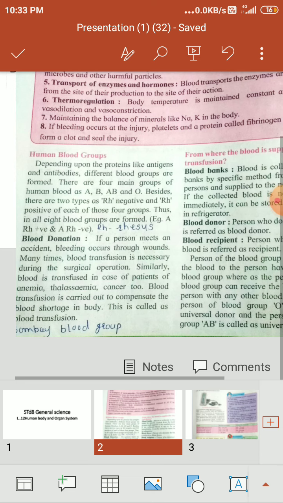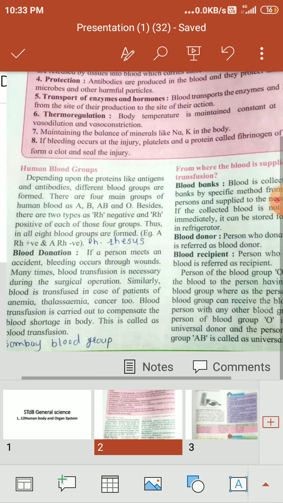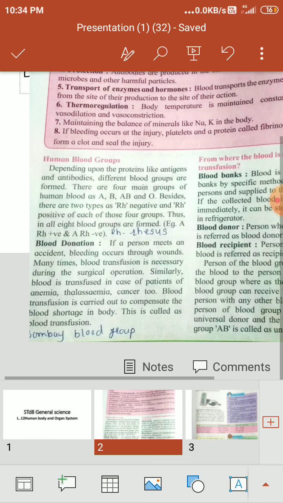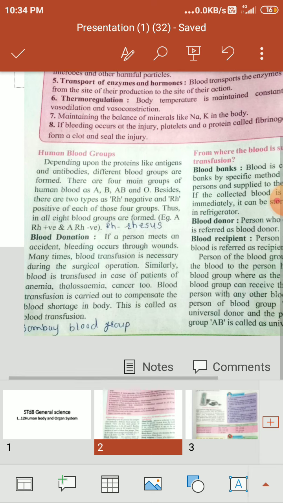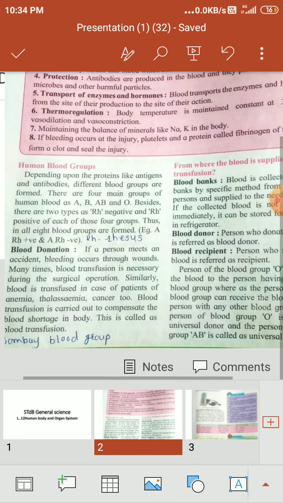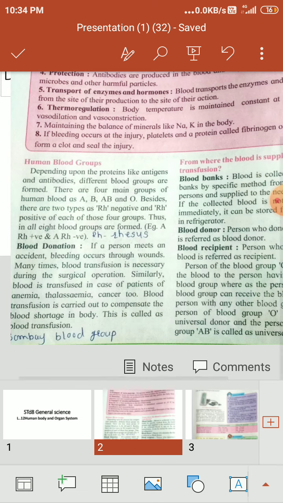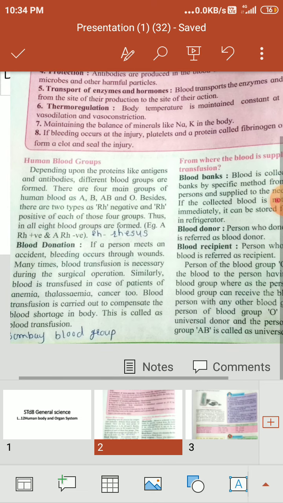Now, from where is the blood supplied for blood transfusion? Blood banks. There are banks where our blood is stored. And the recipient is the person who receives the blood. A person of blood group O can donate blood to a person having any other blood group, whereas a person with AB blood group can receive blood from any blood group. Hence, O is a universal donor and AB is a universal recipient.